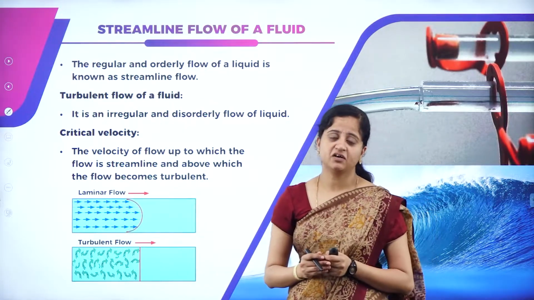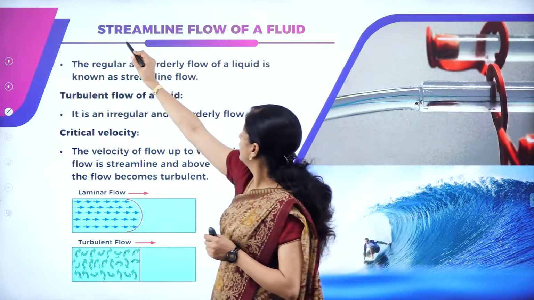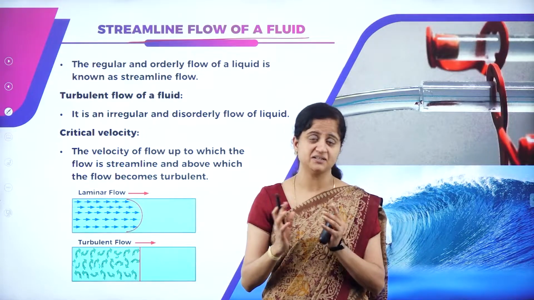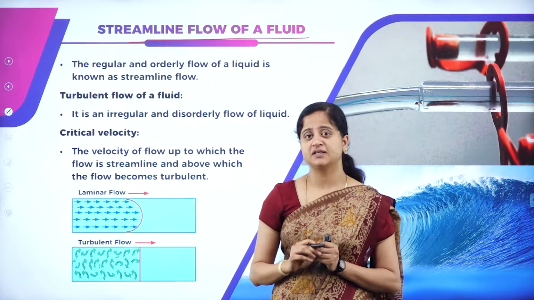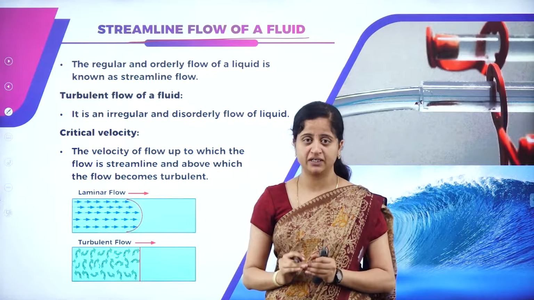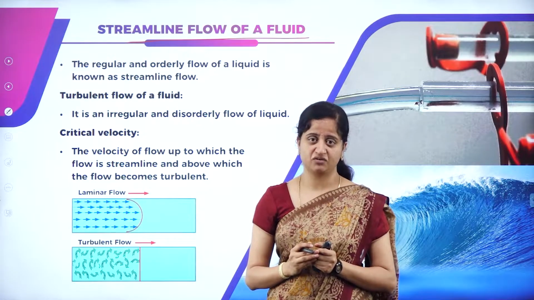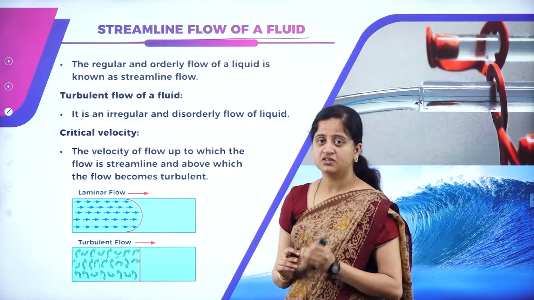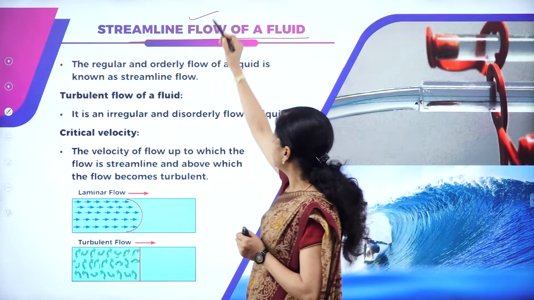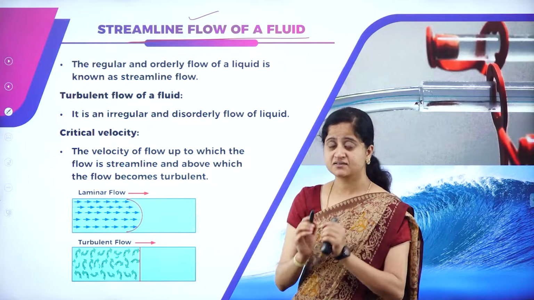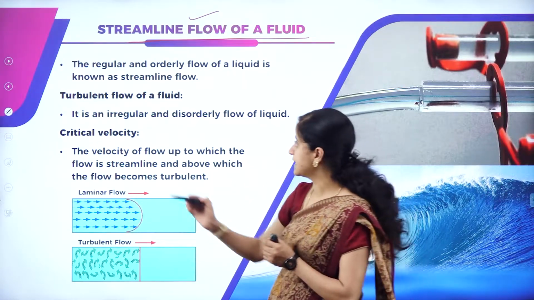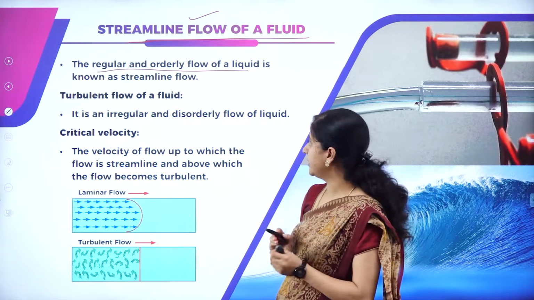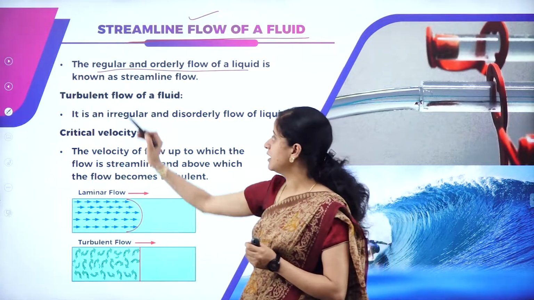Our next important concept is streamline flow of a fluid. We are studying the mechanical properties of a fluid, in which we need to understand the nature of flow of a liquid. What can we call this nature of flow, if it is smooth flow or if it is an irregular flow? So let us now study streamline flow of a liquid. Streamline flow itself says that the regular and orderly flow of a fluid is known as streamline flow.